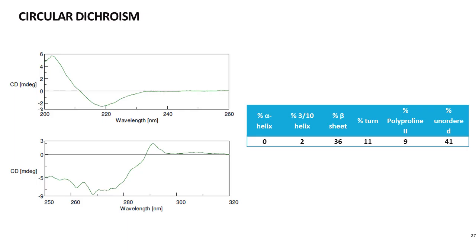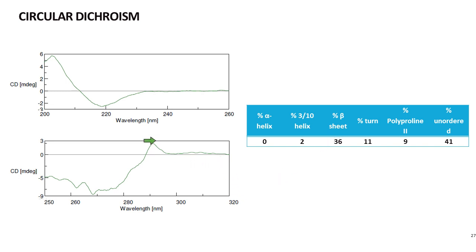For CD, the top panel here shows the far UV CD spectrum. Somebody who knows and does CD regularly will look at it and say, oh, that's a beta sheet protein. It's predominantly beta sheet. So we know that the secondary structure composition of this is beta sheet. And this is confirmed when the deconvolution of this spectrum is done and we get 36% beta sheet in there.